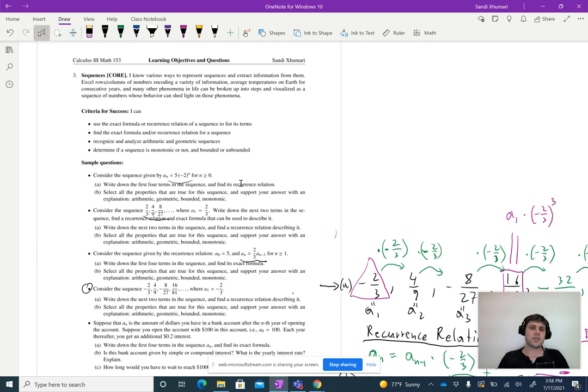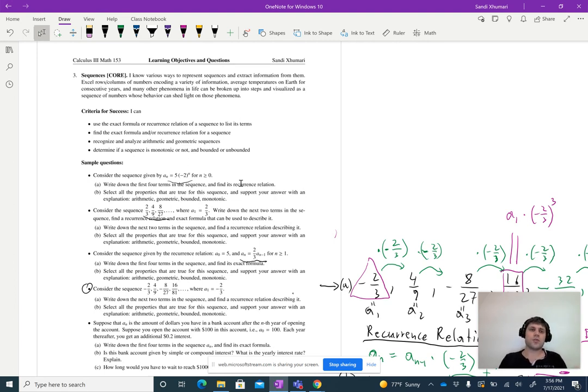And sequences are super important. Whenever there's a pattern, there's usually numbers involved, and you can see a sequence of numbers. Later on in your classes, you might consider sequences of vectors, of functions, and whenever you're looking at patterns, usually you definitely need to think about sequences and their properties.